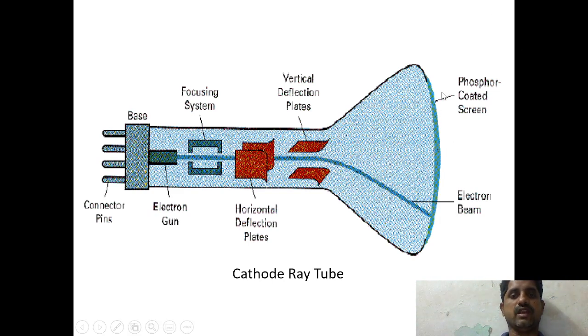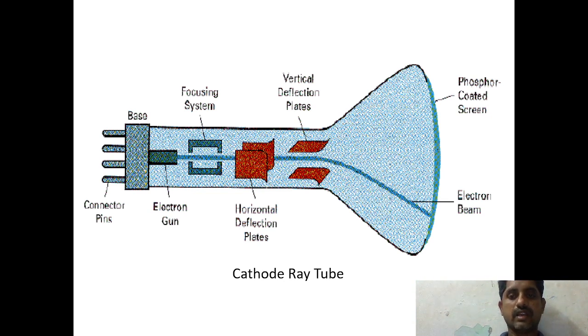Here the electron gun produces the electrons. The focusing system maintains the path of the electrons, one by one, and they move horizontally and vertically. Then the electron beam is formed and hits the phosphor-coated screen, and then it displays the image on the screen.